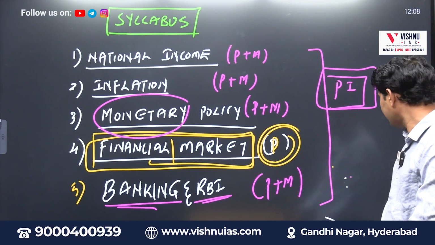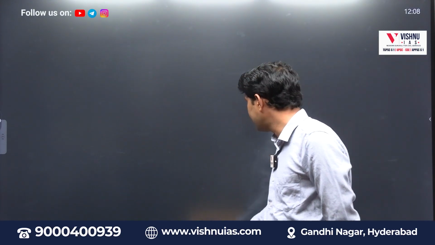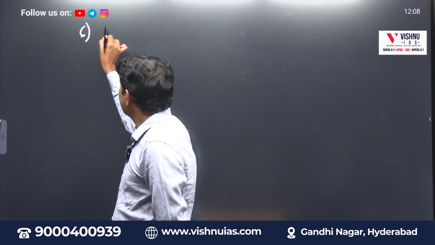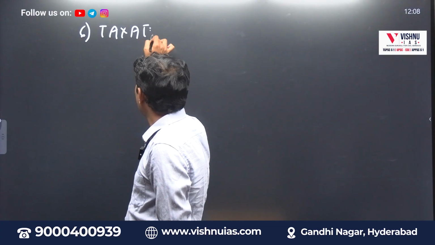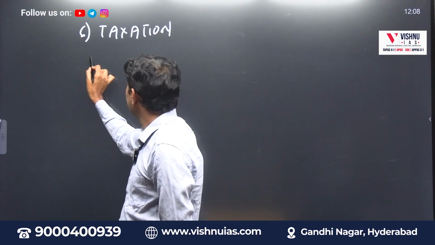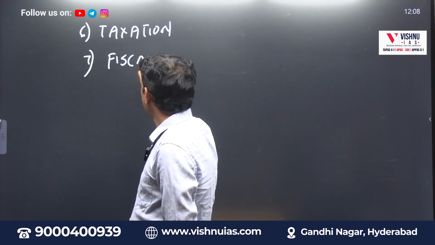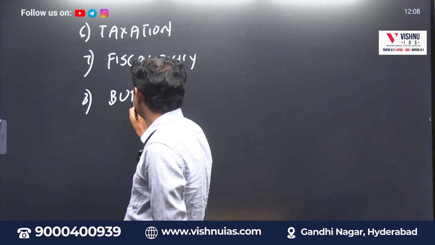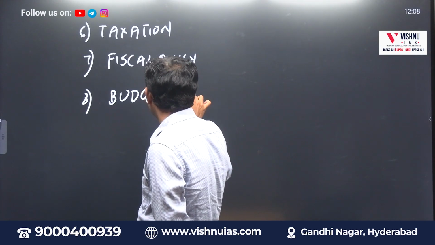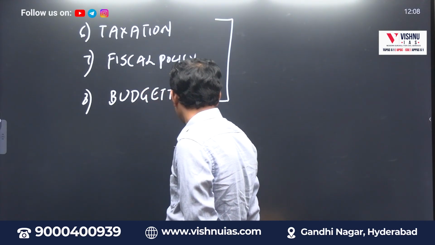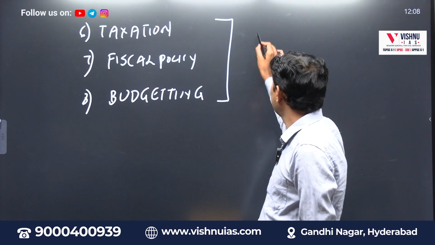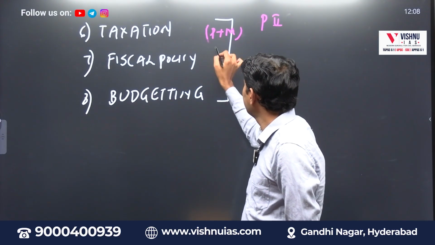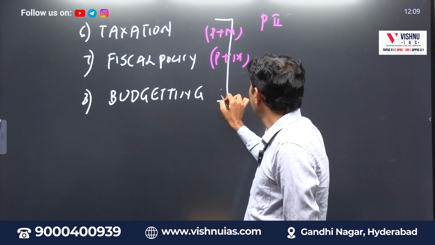Now the syllabus again. In this, the examiner's favorite topics are taxation, fiscal policy, budgeting. You keep reading three terms: economic survey, budget, changes in the budget. So this we call pillar 2. It is important for prelims also and mains also, because questions are regularly asked.